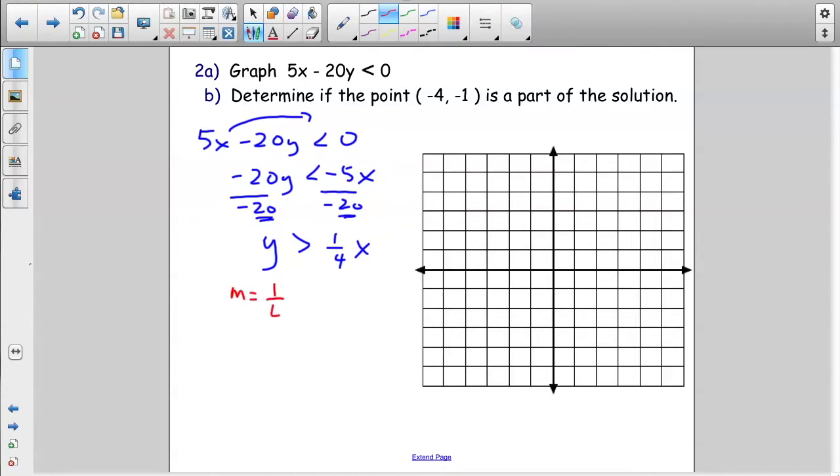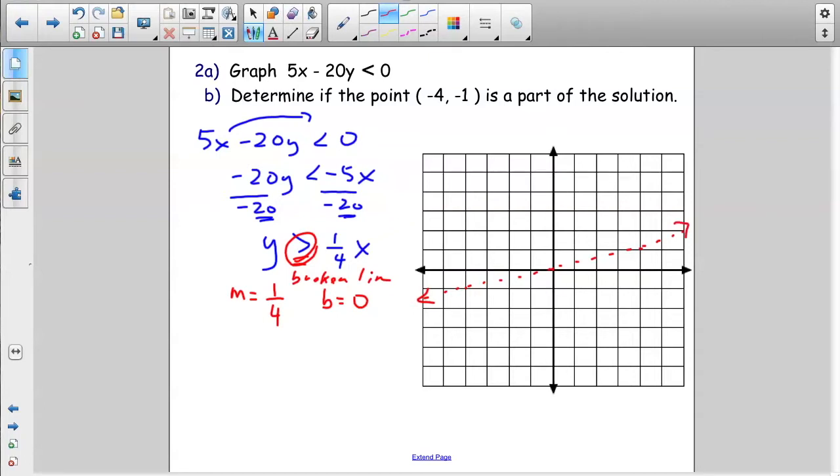It's 1/4, and the b is 0, because there is none. That's easy. It's crossing 0. And it's a rise of 1. 1, 2, 3, 4. 1, 2, 3, 4. Now, it's a broken line because it doesn't have equal, it's just greater than. So now I just draw my best broken line between that.